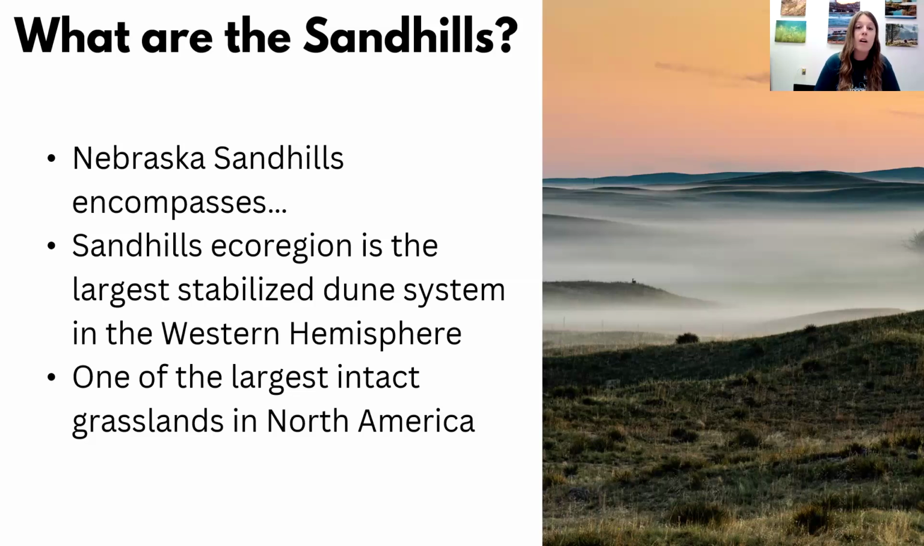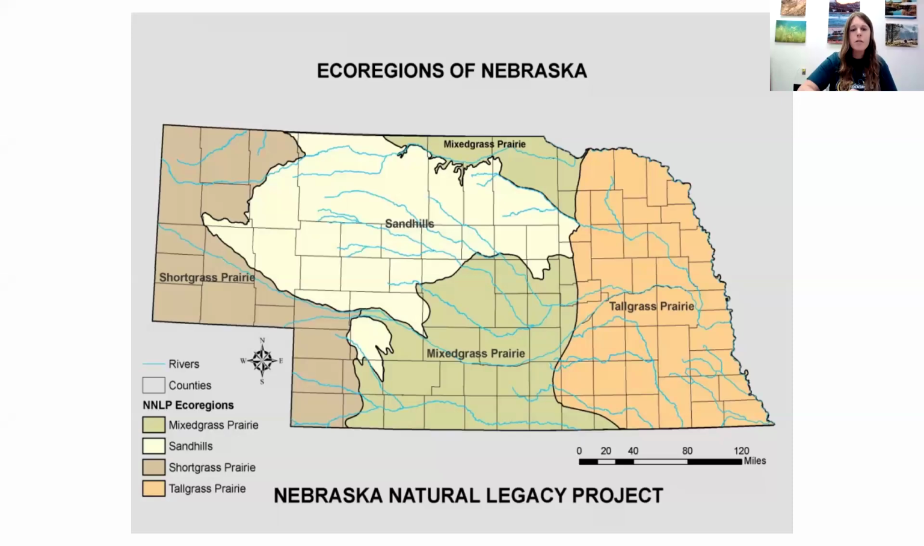The Sandhills, what we call the ecoregion, is the largest stabilized dune system in the Western Hemisphere, and it's one of the still largest intact grasslands of North America. So it's a very unique area. Here's a little map for you if you're kind of unsure where the Sandhills are. They kind of get broken up.